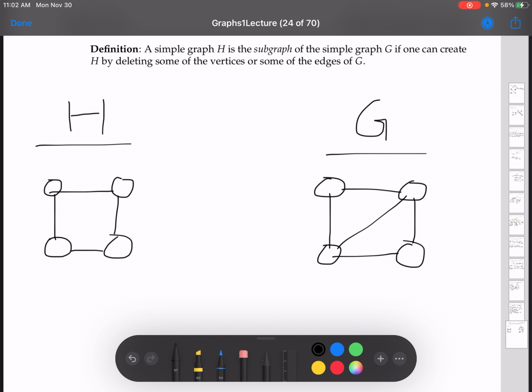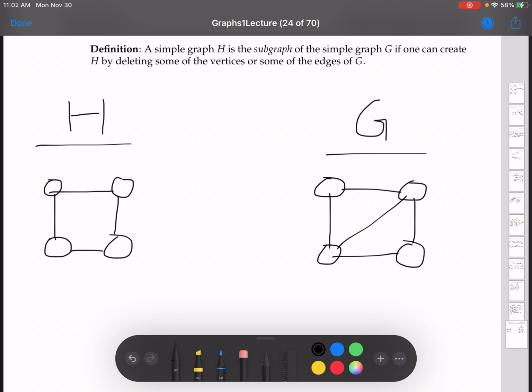this idea of subgraph is very similar to the idea of subset, though it's not exactly the same. The reason why it's not exactly the same is because a graph is two sets, right? A graph is defined by two sets, a set of vertices and a set of edges. And so the definition I give here is more of an intuitive definition.